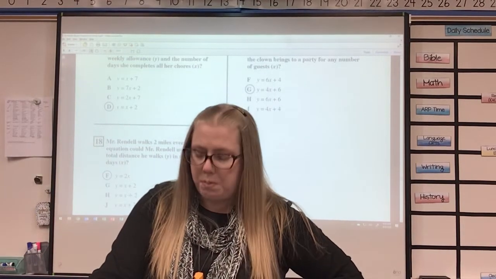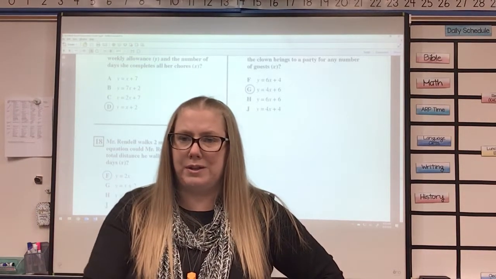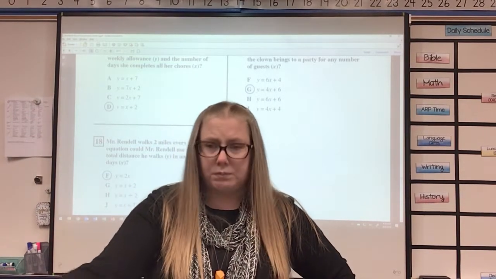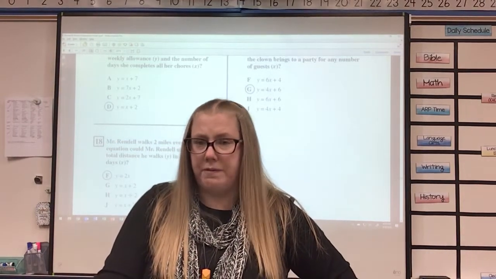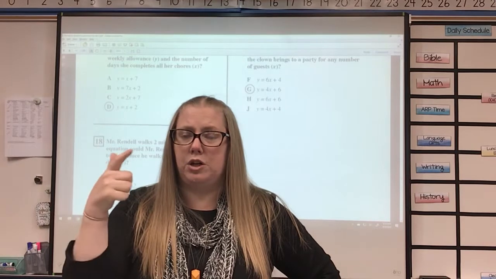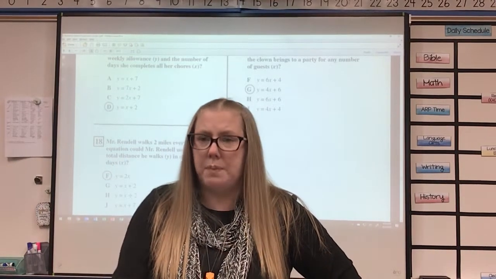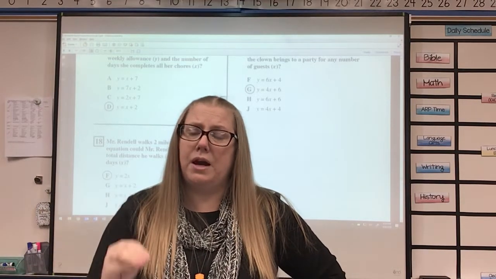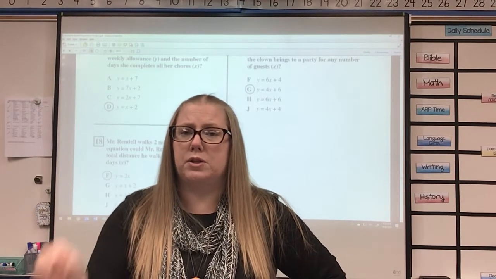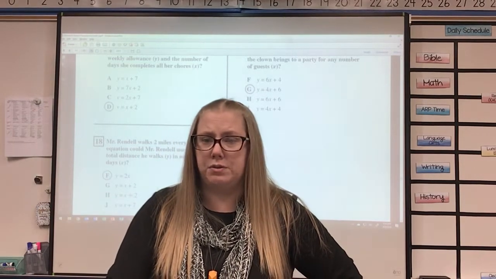Being able to label points on a coordinate grid, finding an ordered pair using the function rule. Like I said, plug it in. Create a function table when you are given a function rule. Don't let the problems confuse you. Read them carefully. Circle important numbers. Circle what it's asking. Work through it that way when you're creating those function rules.